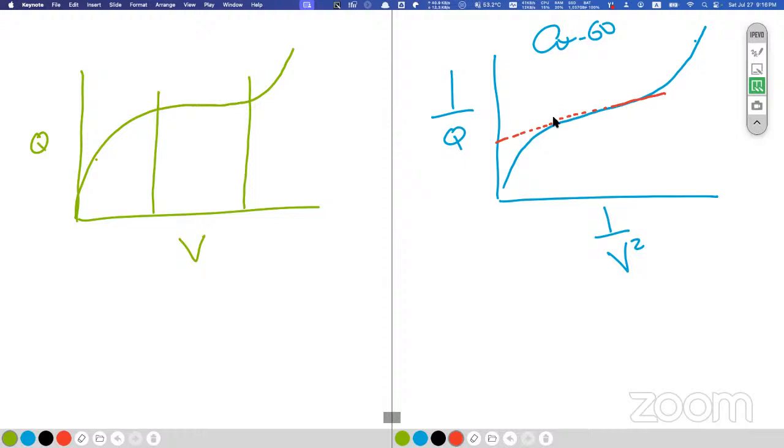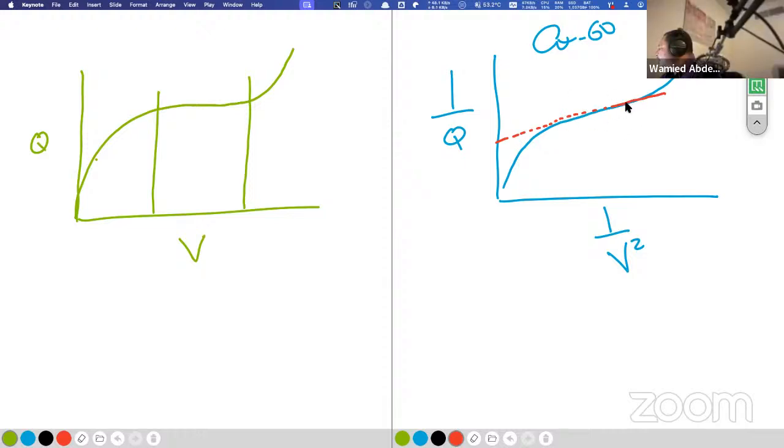Thank you. So in this region, we can fit the data with a straight line. And the intercept of this line, instead of 1 over Q, this is the signal, this is the measured signal. If we extrapolate, we are going to get this Q. And again, the same thing here, this is the signal.